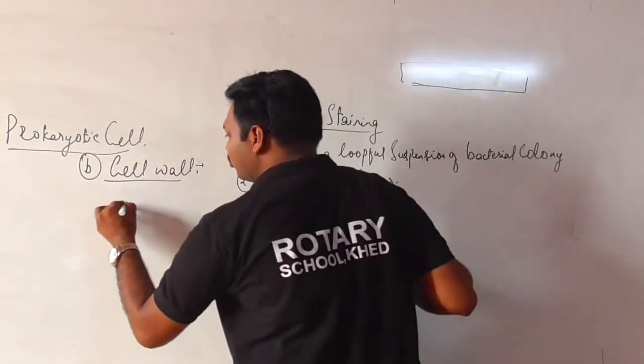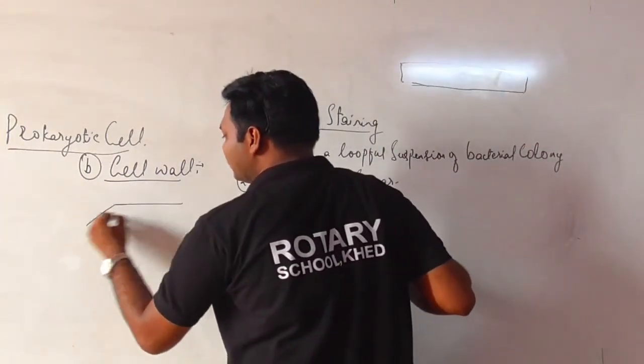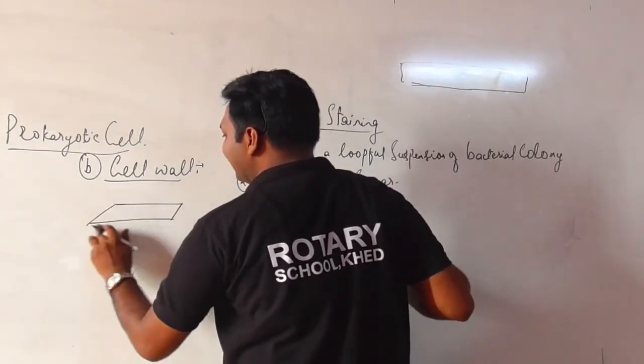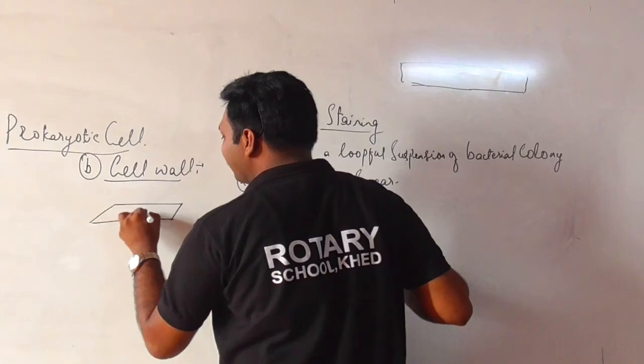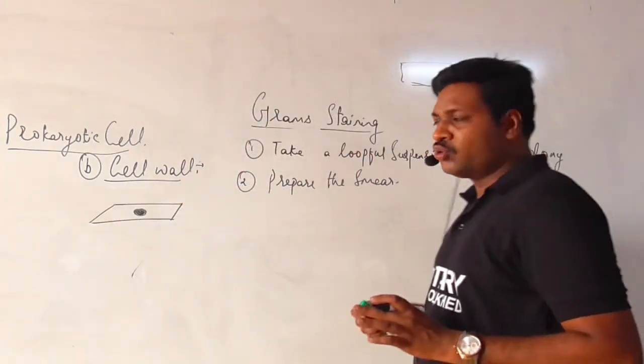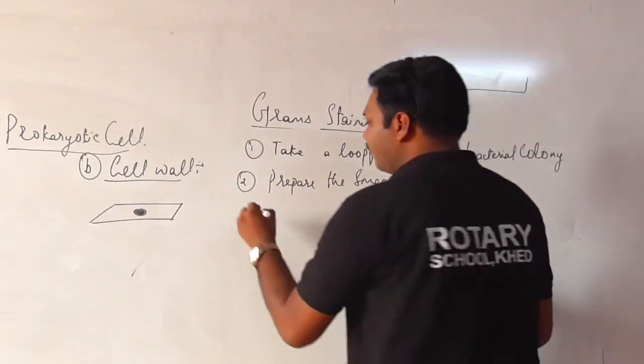Here we have an example. We have a slide, and onto the slide we are taking the bacterial colony and spreading it. After spreading, what we have to do? We have to air dry.